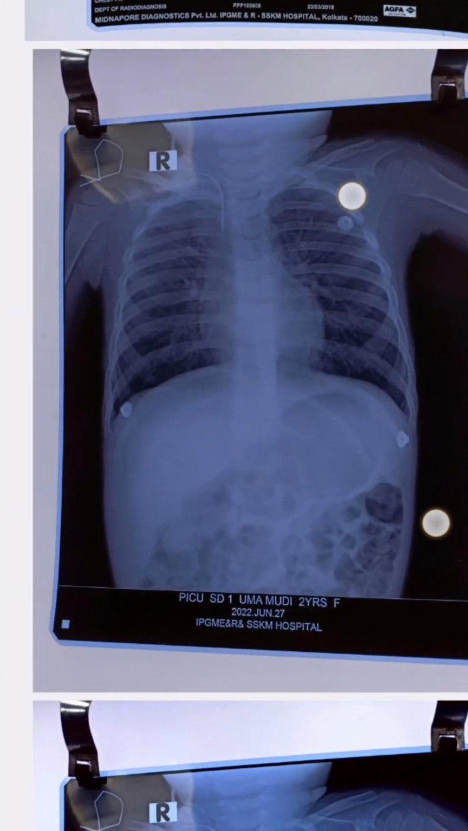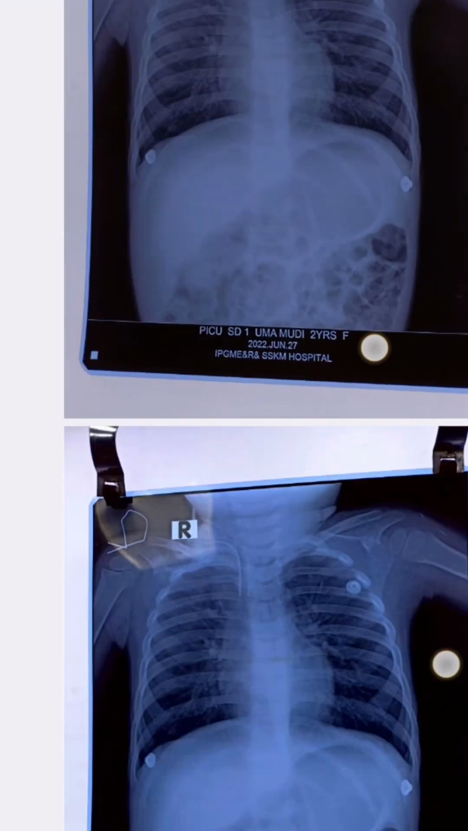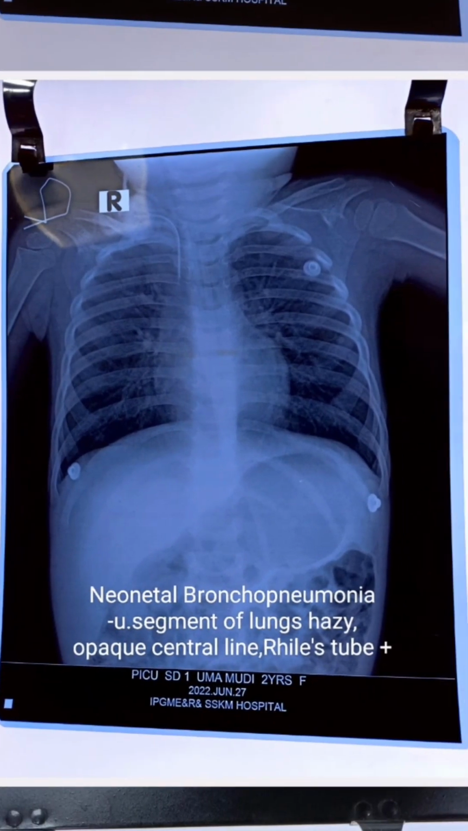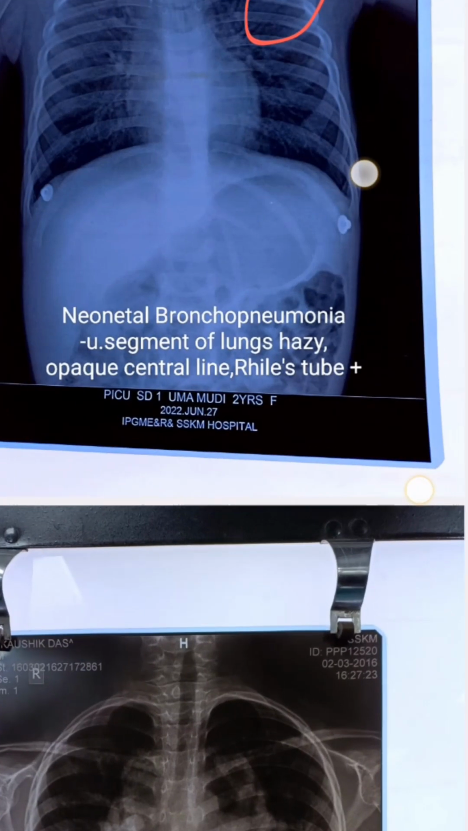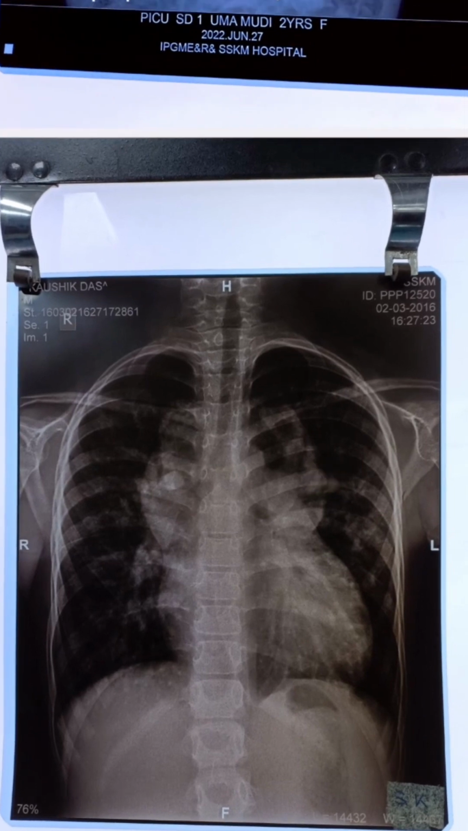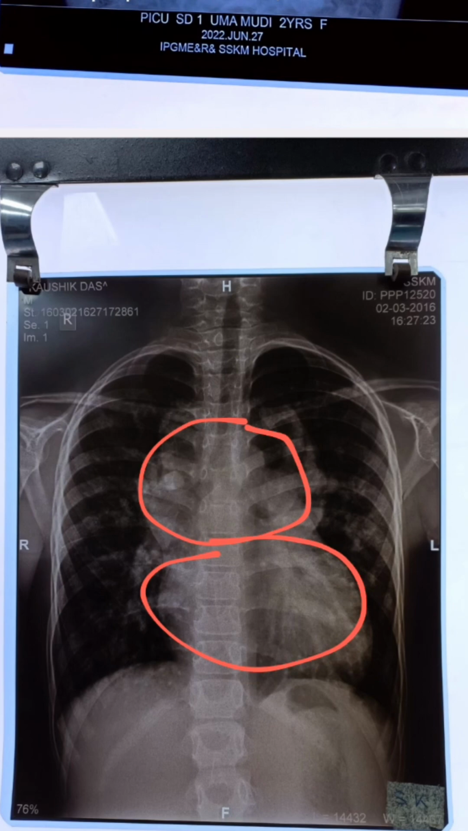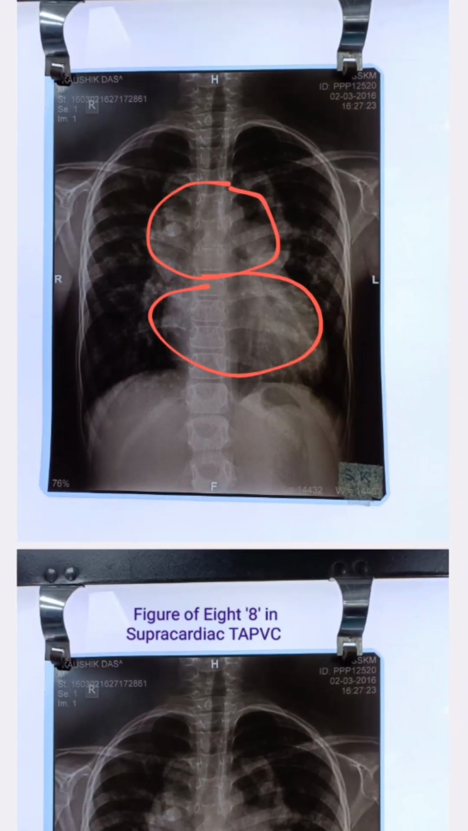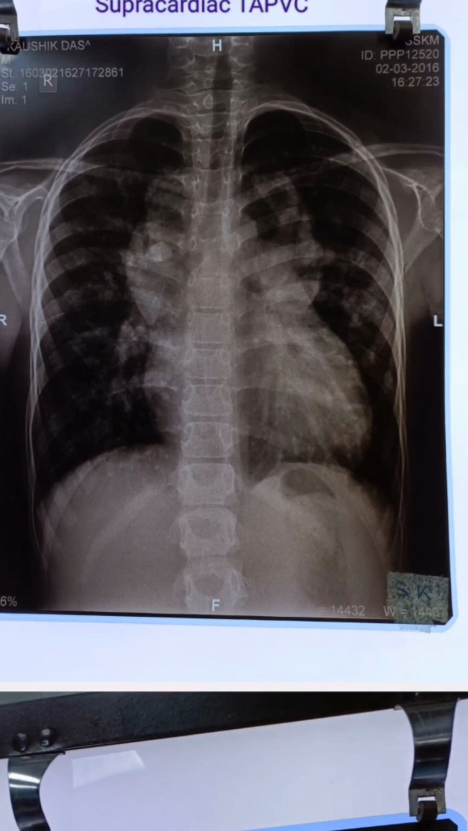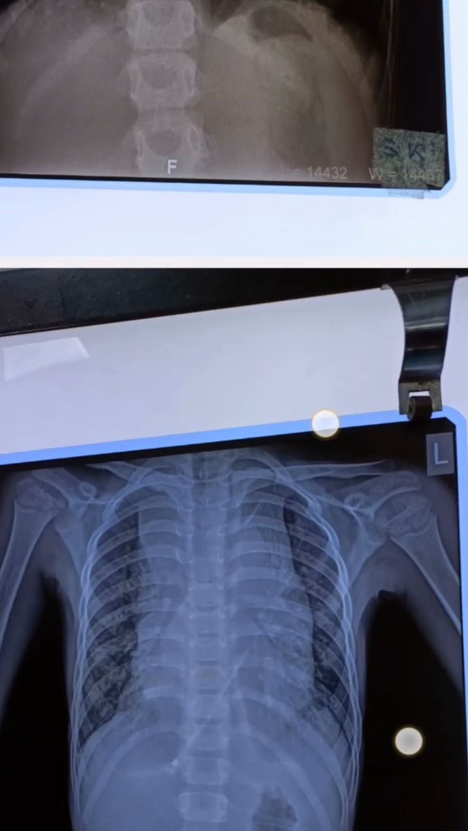Now this is a case of bronchopneumonia. In bronchopneumonia, you see hyperinflation of both the lungs, and there are granular opacities and a hazy appearance in between. And that is neonatal bronchopneumonia. This is a figure of 8 which is seen in supracardiac total anomalous pulmonary venous circulation. Figure of 8 or snowman appearance.